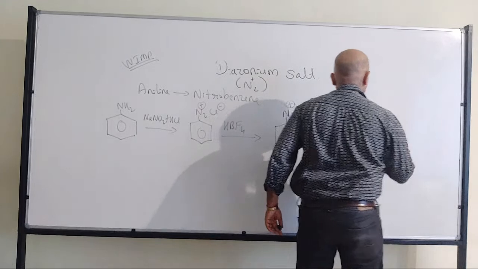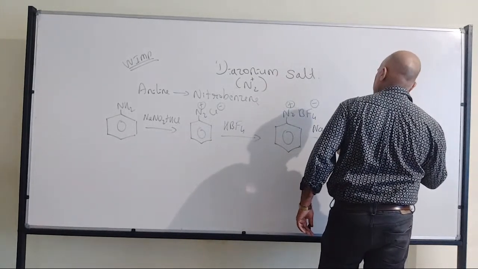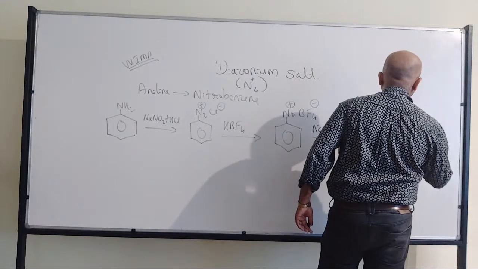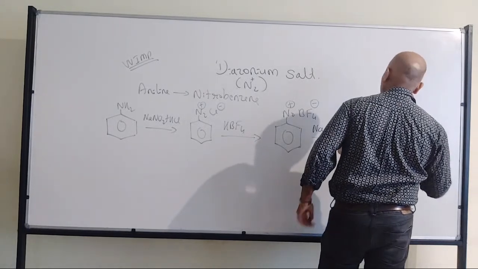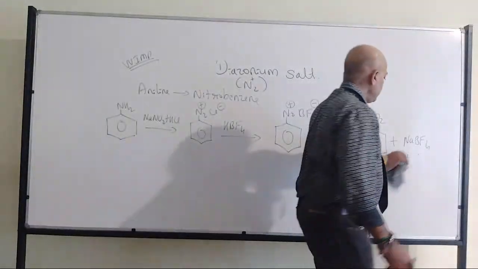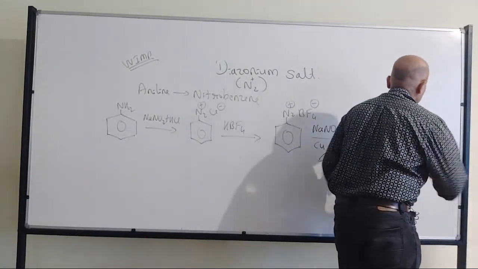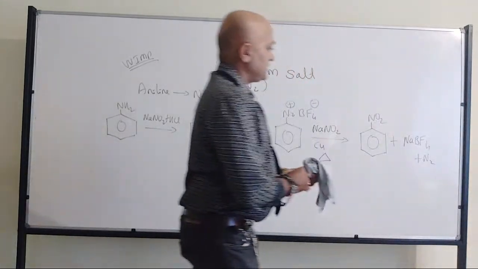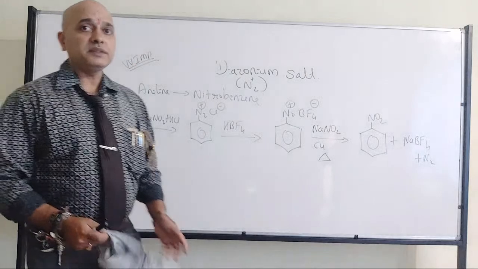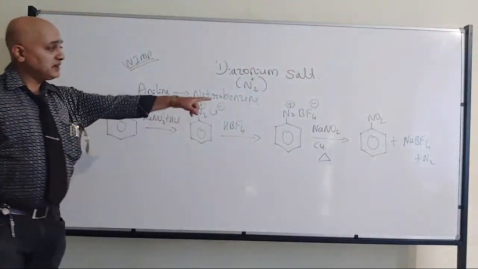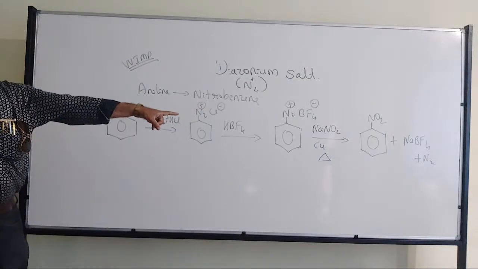NO2, plus NaBF4, then nitrogen. Fine. So that will be the product. So that's how aniline can be converted into nitrobenzene.